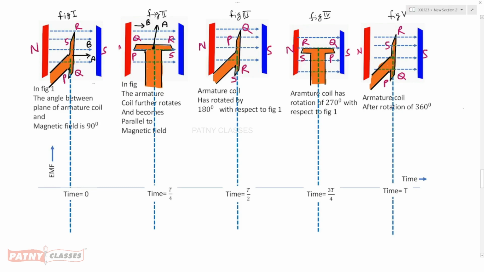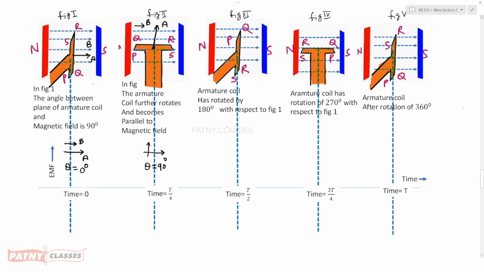For figure 1, when the plane of the armature coil is perpendicular to the magnetic field, the angle between the area vector and the magnetic field is 0 degrees, that is, theta equals 0 degrees. In figure 2, the direction of the area vector is perpendicular to the direction of the magnetic field. Here we consider theta equals 90 degrees.